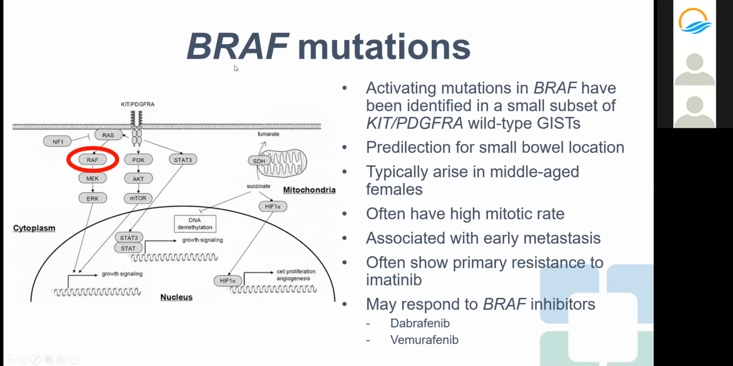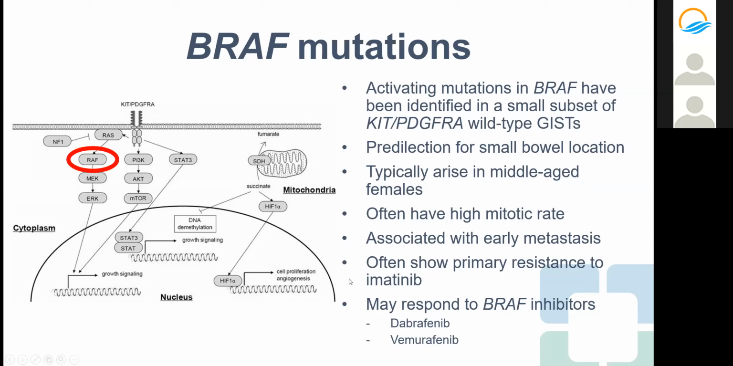Our next category of mutations are BRAF mutated GISTs. These account for a small subset, approximately 7% of wild-type GISTs that lack KIT and PDGFR mutations and also lack SDH mutations. These tumors show a predilection for a small bowel location and typically arise in middle-aged females. These tumors are associated with some aggressive histomorphologic and clinical behavior. They often have a high mitotic rate and are associated with early metastasis.